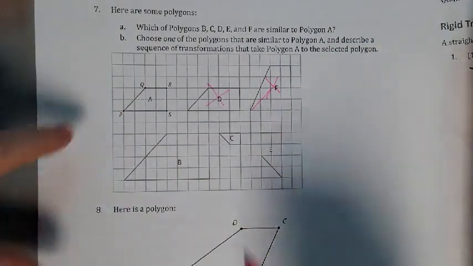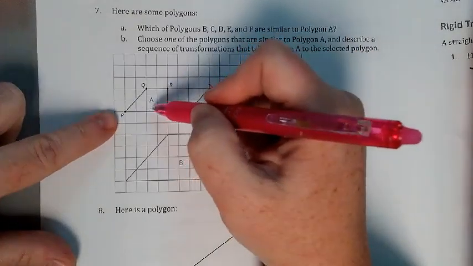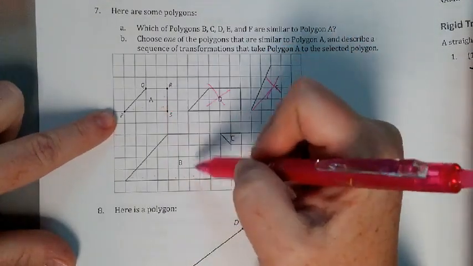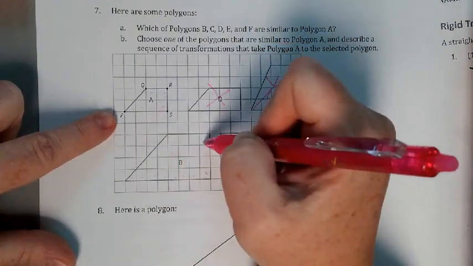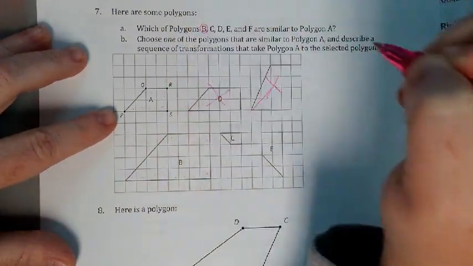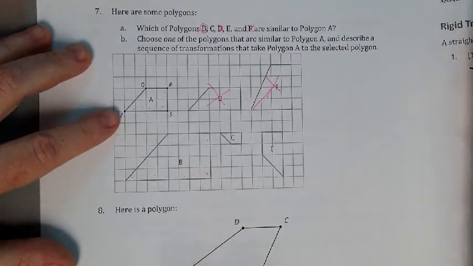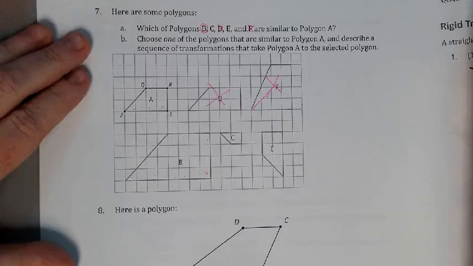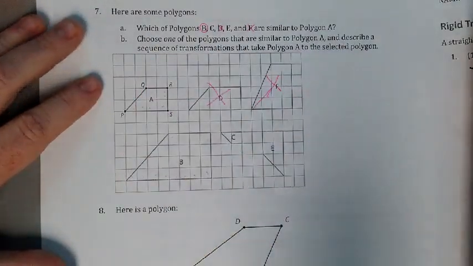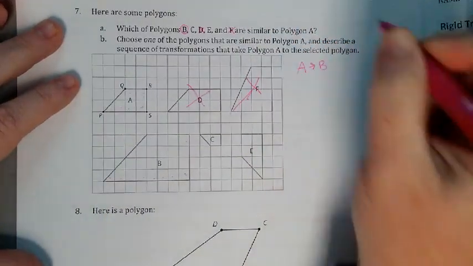B looks bigger. So this is 1, 2, 3, 4. 1, 2, 3, 4, 5, 6, 7, 8. 1, 2, 1, 2, 3, 4. So B, D and F were no's. So how would we get there? Because part 2 is choose one of the polygons to explain. So we're going to explain all of them. A to B. You can do any way you want.